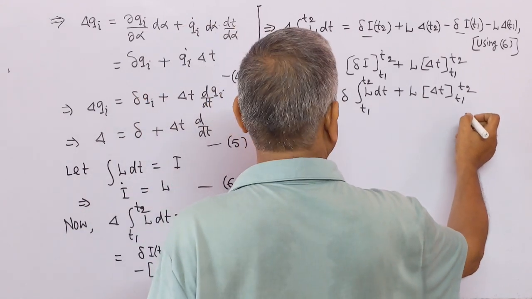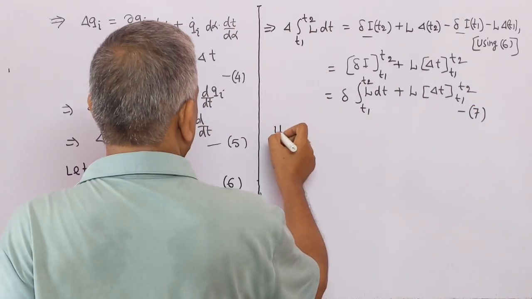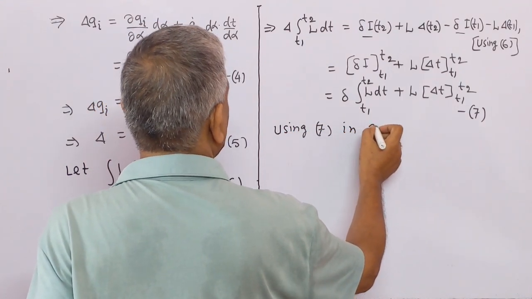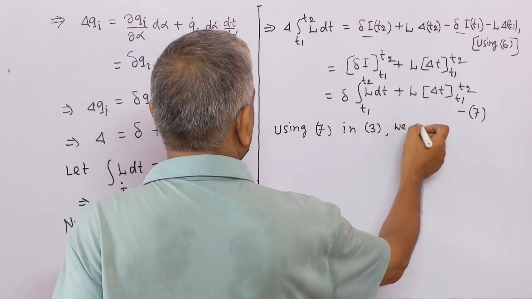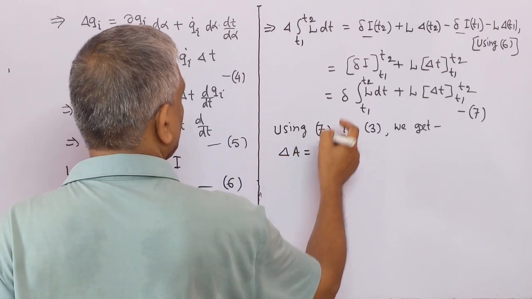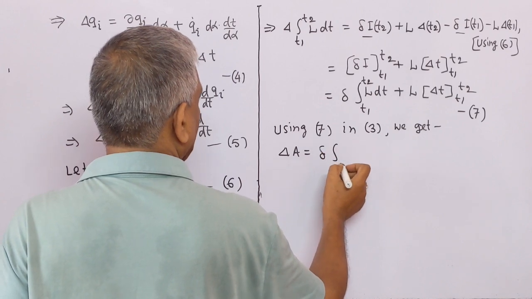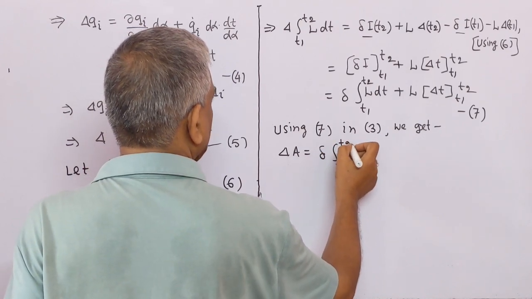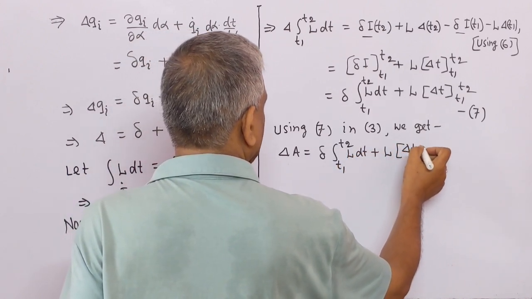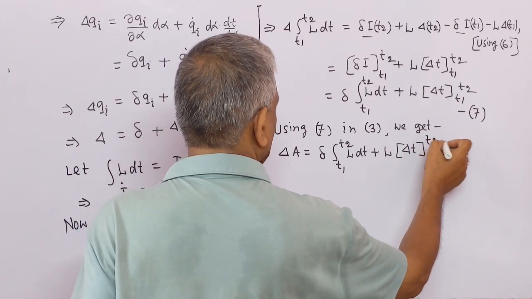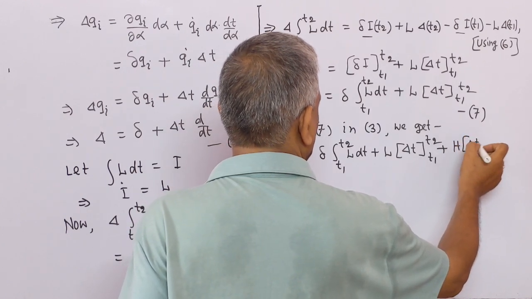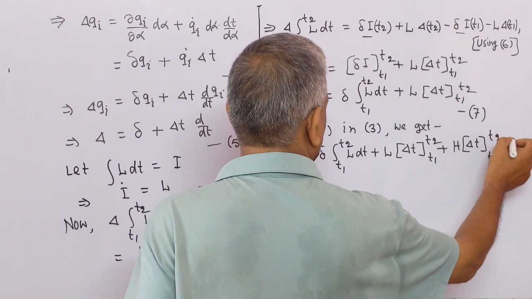This is number 7. Using 7 in theory, we get delta A equal to, this is delta integration limit T1 to T2 L dt plus L delta T, T1 to T2 plus H delta T, T1 to T2. This is number 8.